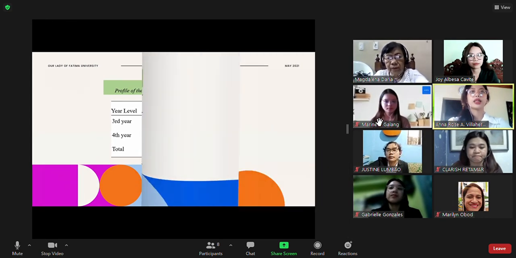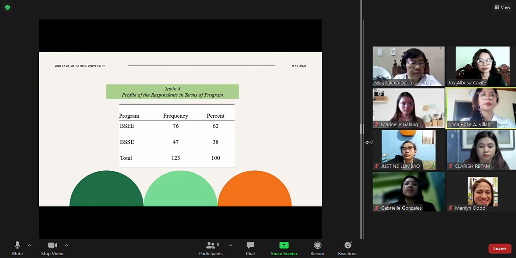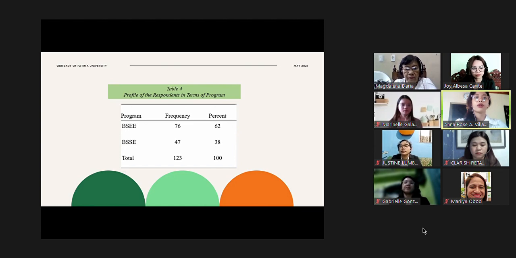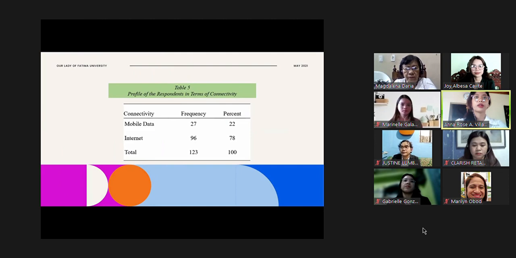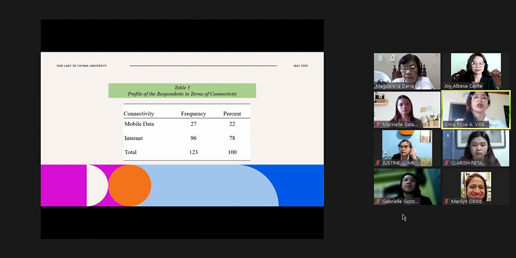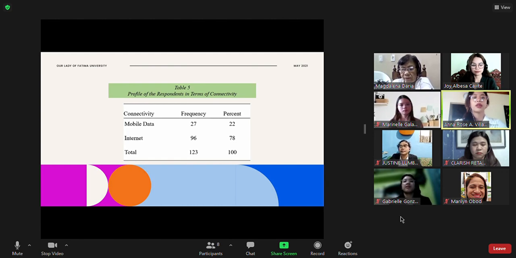The next slide is table number 4, the profile of the respondents in terms of program. We have BSEE with the highest percentage of 62, and BSSE with the lower number of 38%. From table 5, we have the profile of the respondents in terms of connectivity. It reveals that 22% are using mobile data, while 78% of the respondents are using an internet connection.